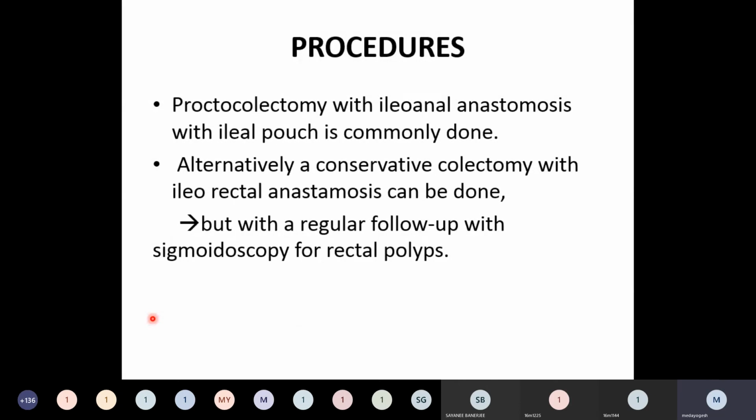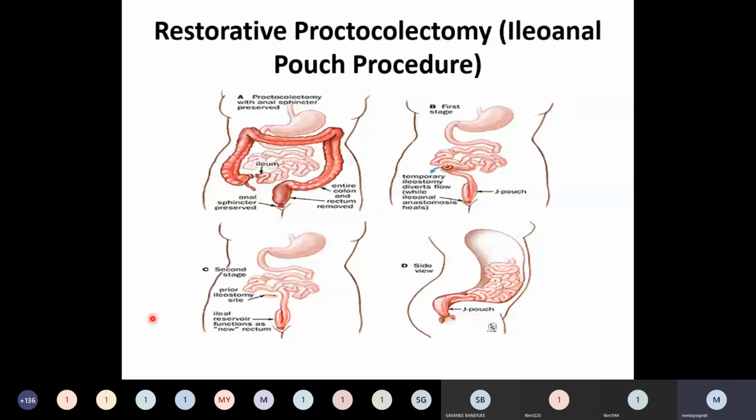a pouch into the beginning of the anal canal. So that's called as ileoanal anastomosis. Usually done is the ileal pouch. So we'll create a pouch with the end of the ileum. I'll just show you the diagram.